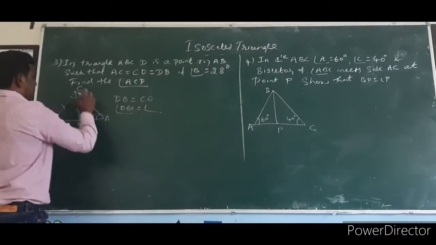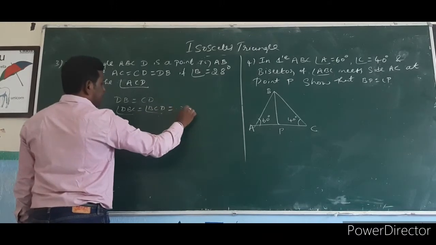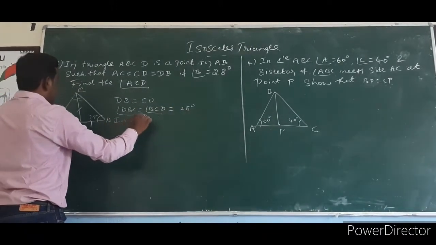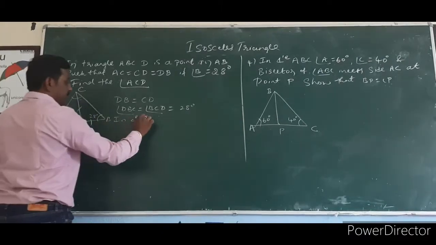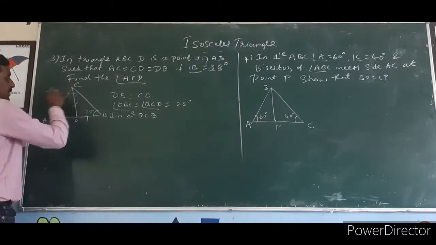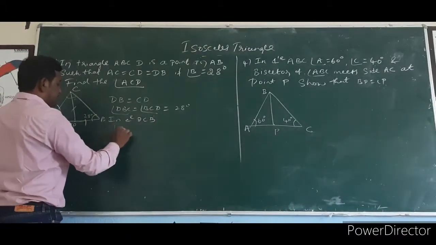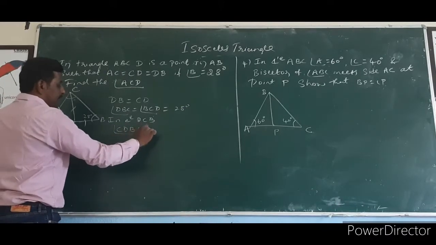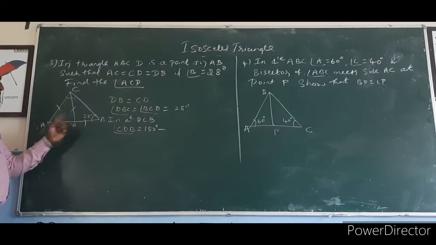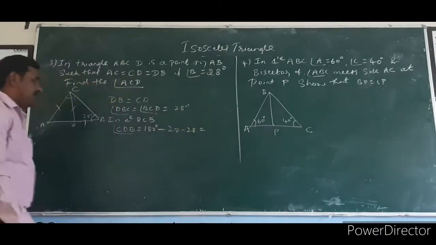is equal to BCD. How much? 28. So in triangle DCB, we want to find out the angle CDB. So CDB is equal to 180 degree minus. So what are the remaining angles? 28. So what you will get?